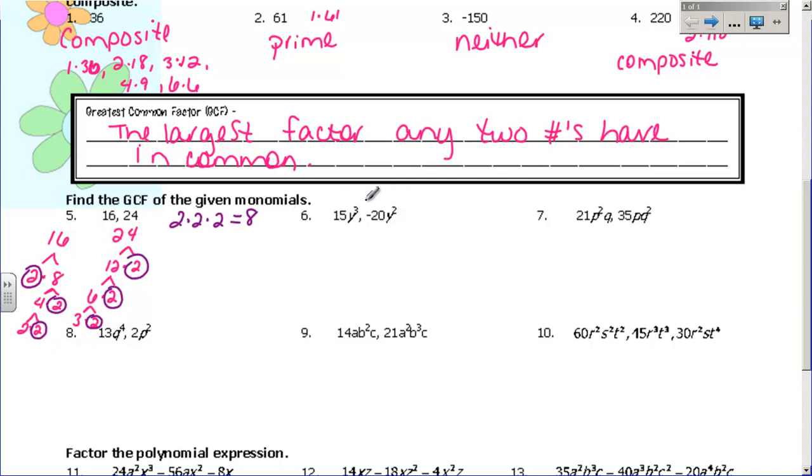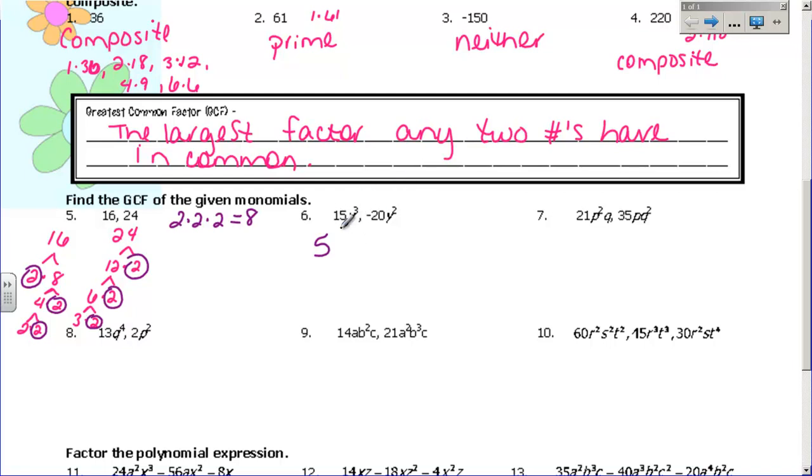So number 6. Number 6 has numbers and variables. The number part is easy, okay? I've got 15, and ignore the negative. We're just going to find the greatest common factor of 15 and 20. Well, the greatest common factor, the biggest number that will go into 15 and into 20, is going to be 5. 5 goes into 15, and 5 also goes into 20. So that's my greatest common factor. You can do your factor tree if you need to, but it is the greatest common factor.